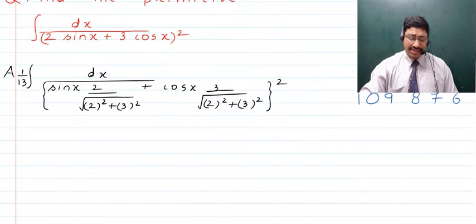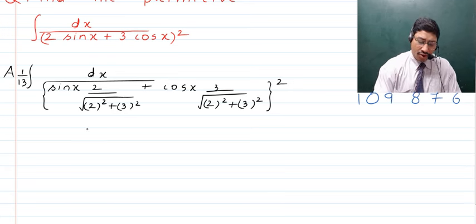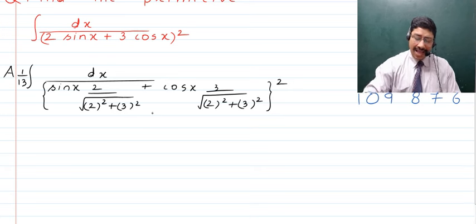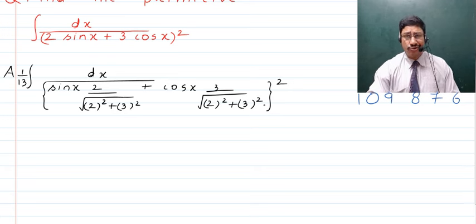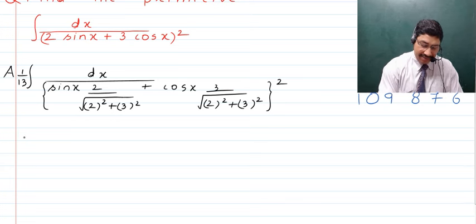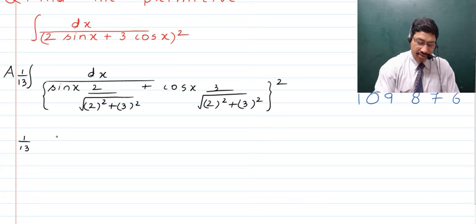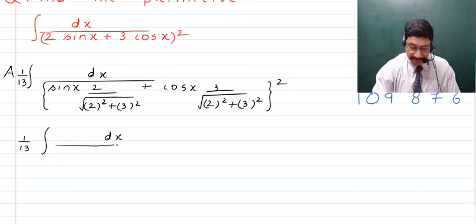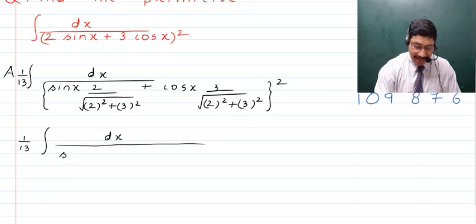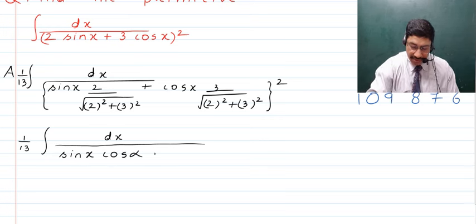Now children, after this there is another thing which is to be done. That is, now you can talk about this 2 upon root 13 to be, say, some cos alpha, and 3 upon root 13 to be, say, some sin alpha. So this is the thing that we're going to now write. So we have 1 upon 13 times integral of dx divided by [sin x cos alpha plus cos x sin alpha].